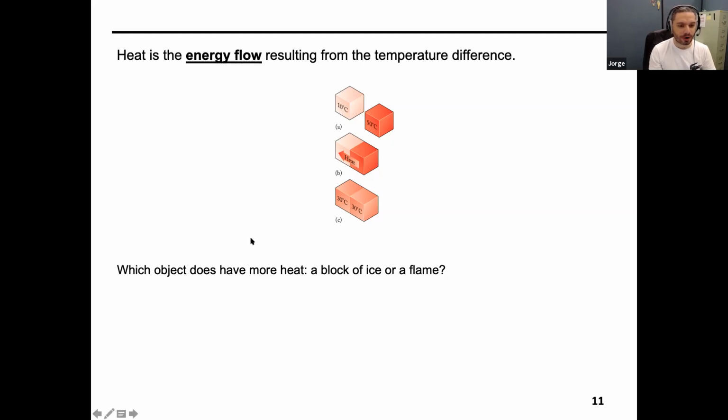So therefore, let's think for a minute about this simple question here. Which object has more heat? A block of ice, one system, or a flame, another system? So let's think about that for a minute. You don't need to answer me, and then we will move on.